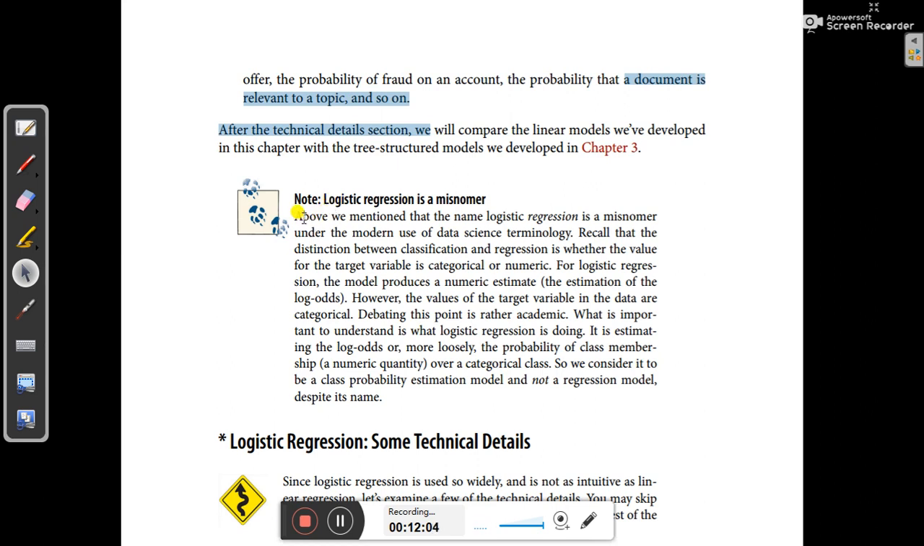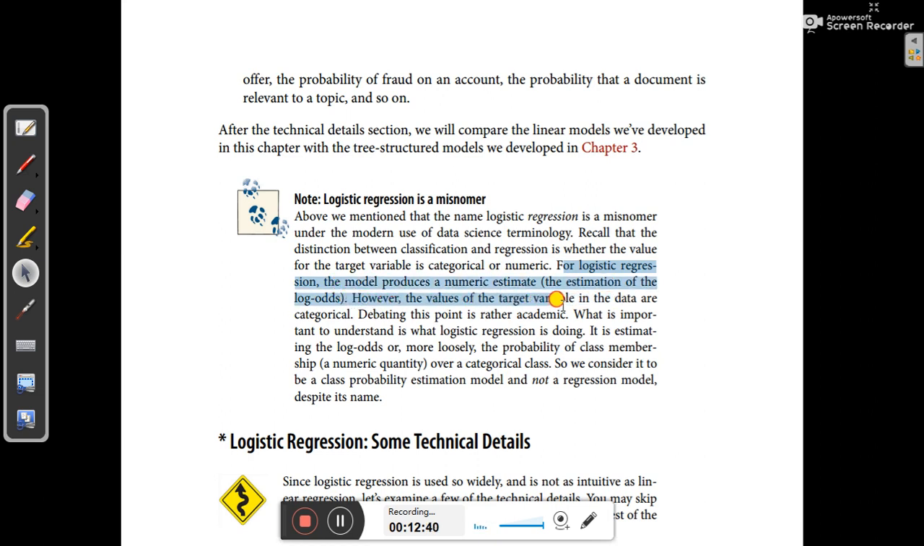Here you can see logistic regression is a misnomer. Above we mentioned that the name logistic regression is a misnomer under the modern use of data science terminology. Recall that the distinction between classification and regression is whether the value of the target is categorical or numeric, depending on which we go for classification or regression. For logistic regression, the model produces a numeric estimate. Obviously, we always use regression in the case of numeric targets only. That is why for logistic regression also, the model produces a numeric estimate, the estimation of the log odds.